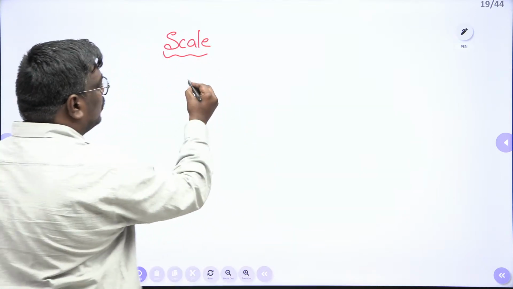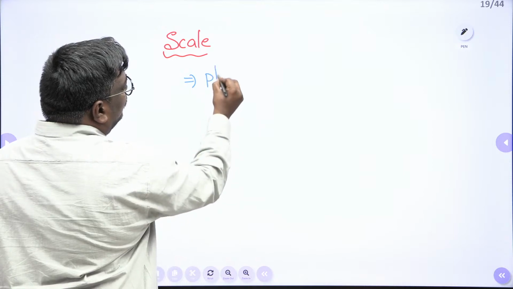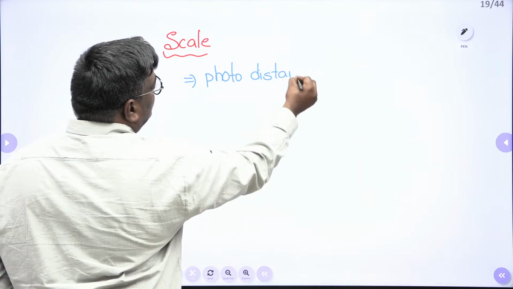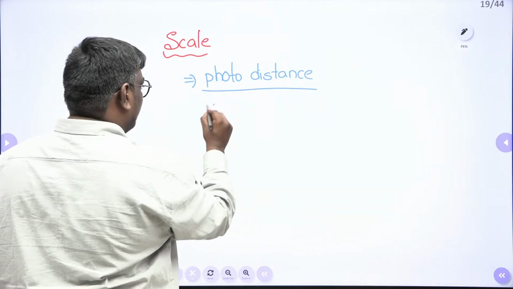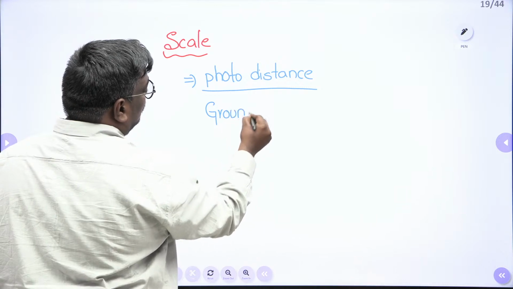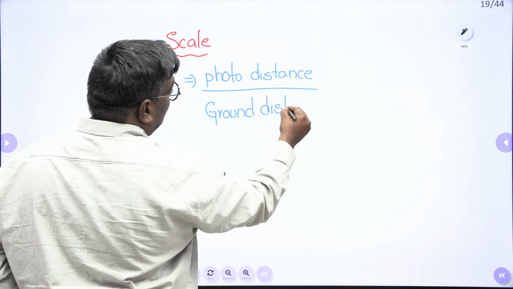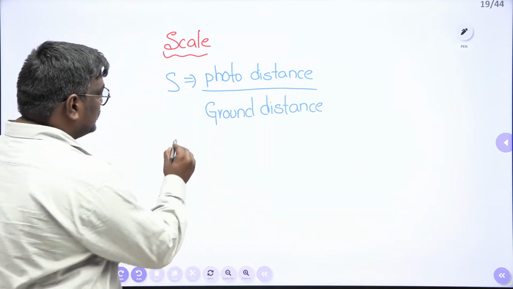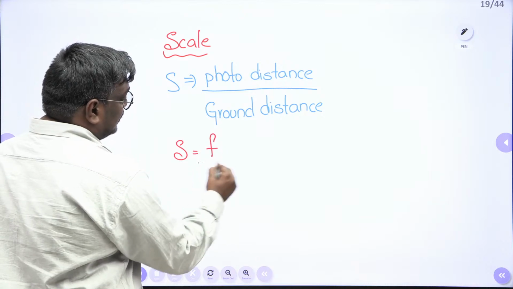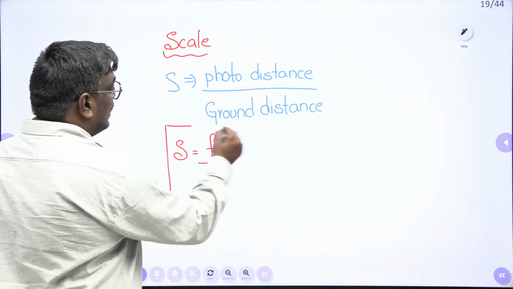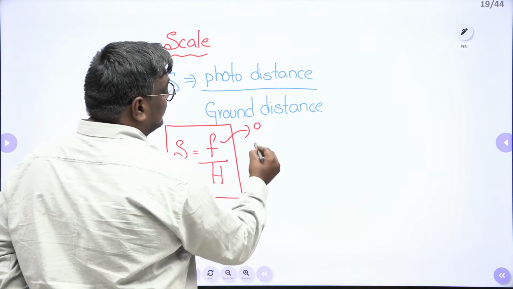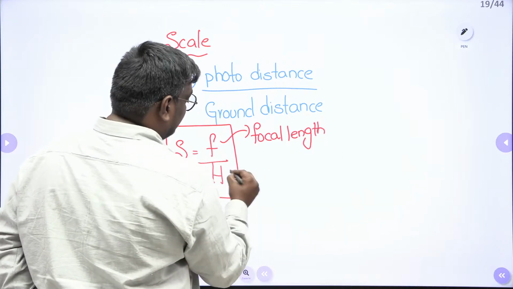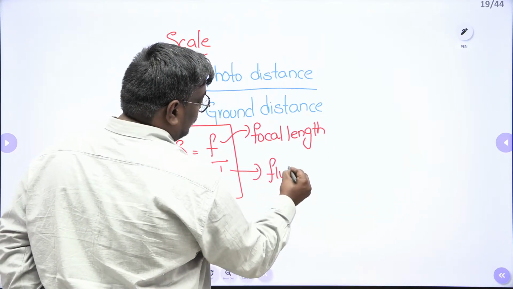Now see students, when I talk about the scale of a photograph, the scale of a photograph is defined as the photo distance by ground distance. What is the scale of a photograph, my dear students? It is defined as the ratio of photo distance upon ground distance. And remember, the scale is also taken as F by H. What is F? F is known as the focal length and H is known as the flying height.